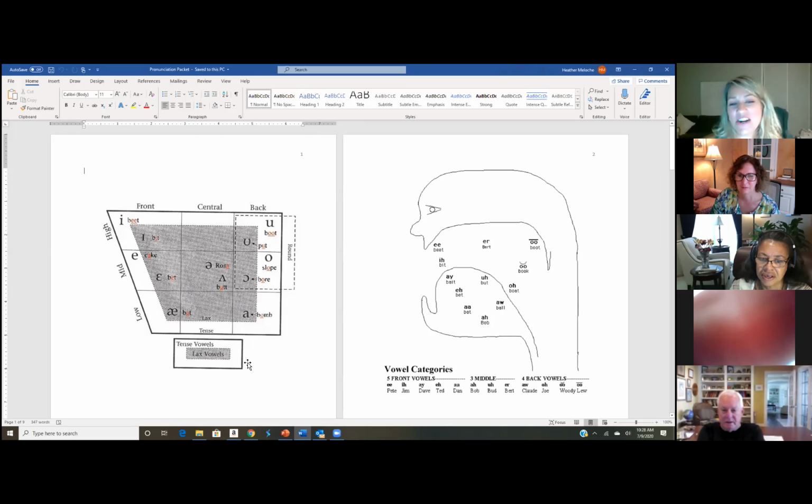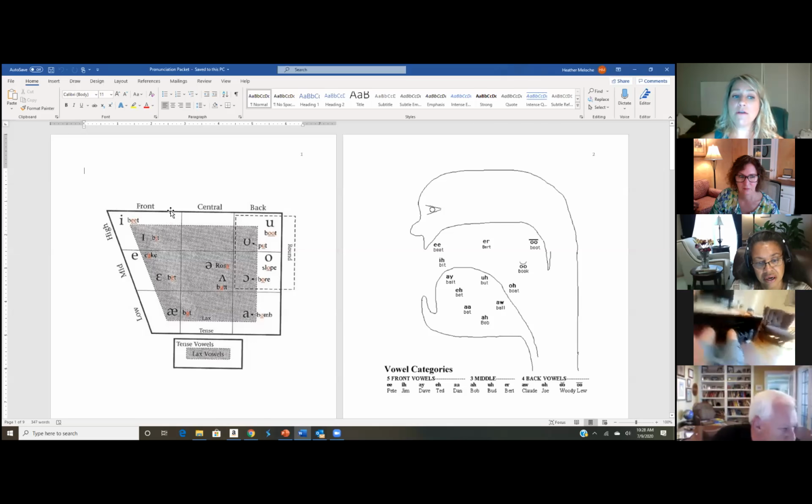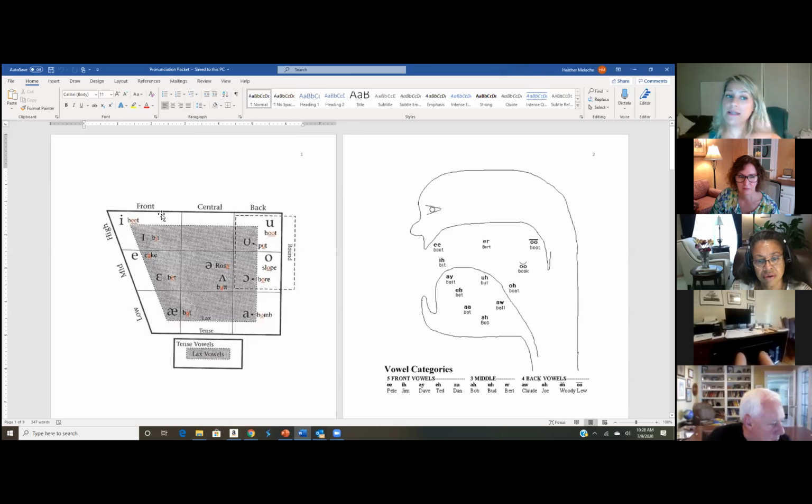And this is the chart that we often use to tell the students where their tongue is and what their mouth is doing. So this is the front of your mouth right here, and this is the height where your tongue is. Is it high in your mouth? Is it middle of your mouth? Is it low in your mouth? And this is how forward or backward your tongue is, okay?